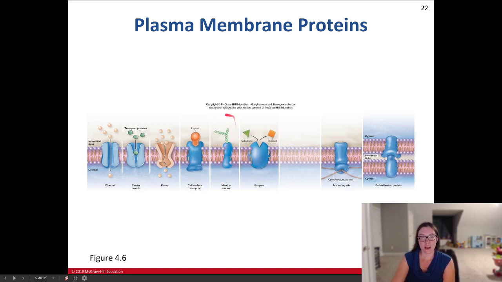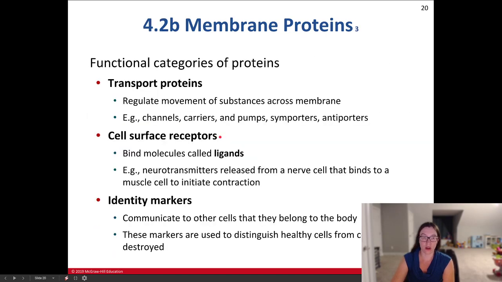We can also have identity markers, and these identity markers are usually going to be those glycoproteins, right? They make up what we call the glycocalyx, or the sugar coating of the cell. These are used to distinguish healthy cells from unwanted cells or cells to be destroyed. They communicate to other cells that they belong to the body. And we'll talk a little bit more about that in the immune system in 169.